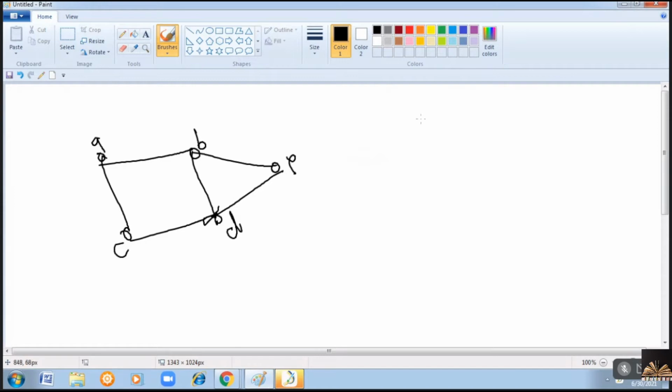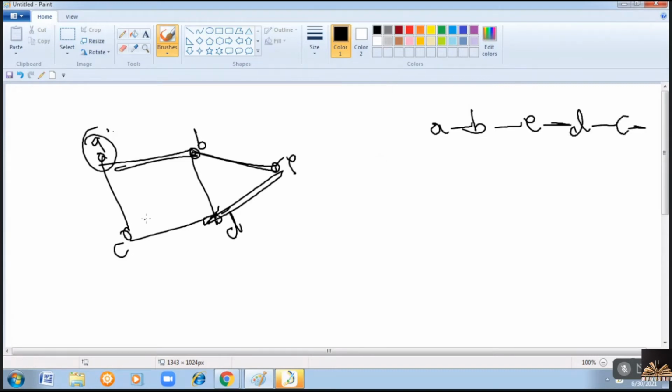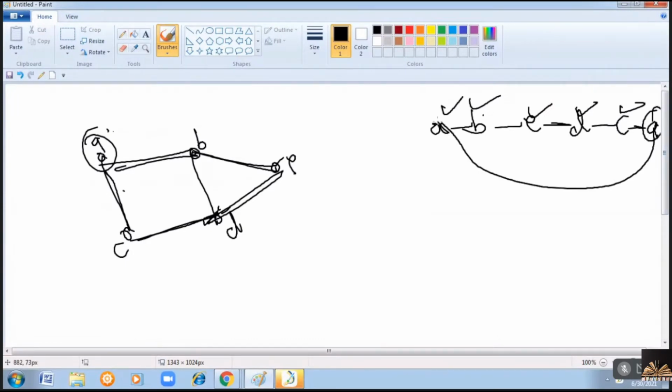So when you consider this graph, let us start from A to B, B to E, E to D, D to C, C to E. When you observe this, all the vertices A, B, C, D, E are visited and you have come back to the starting vertex. Therefore, it is a Euler circuit. Sorry, Hamilton circuit or Hamilton graph.